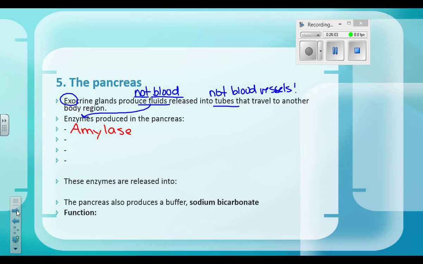Amylase. We saw this word before, but in your saliva. Salivary amylase broke down carbohydrates. Pancreatic amylase does the same thing. So pancreatic amylase continues to break down carbohydrates.